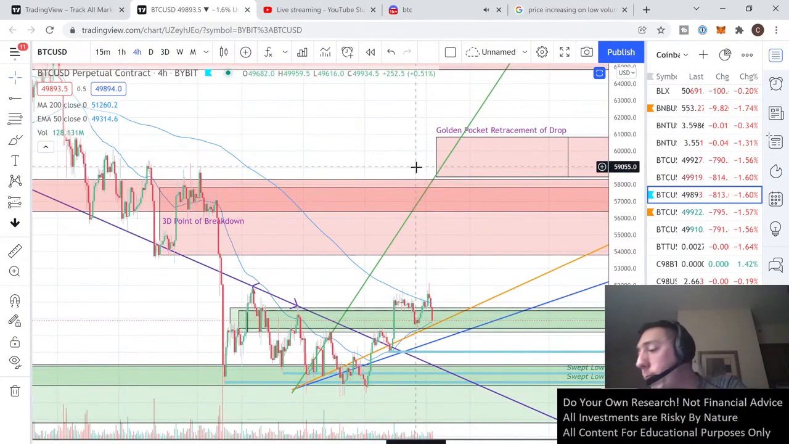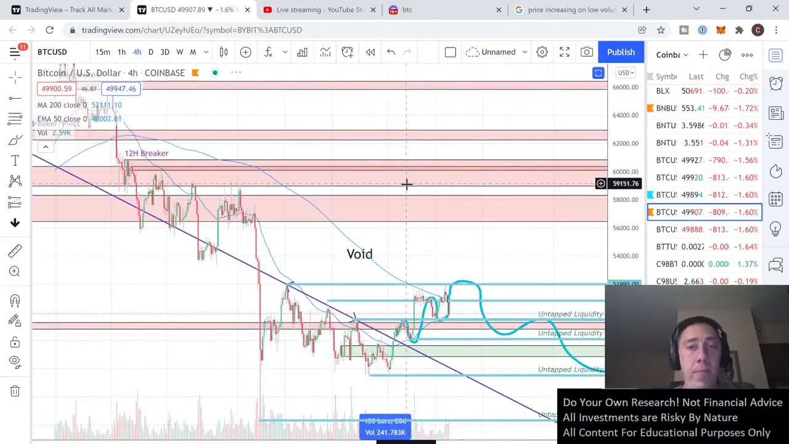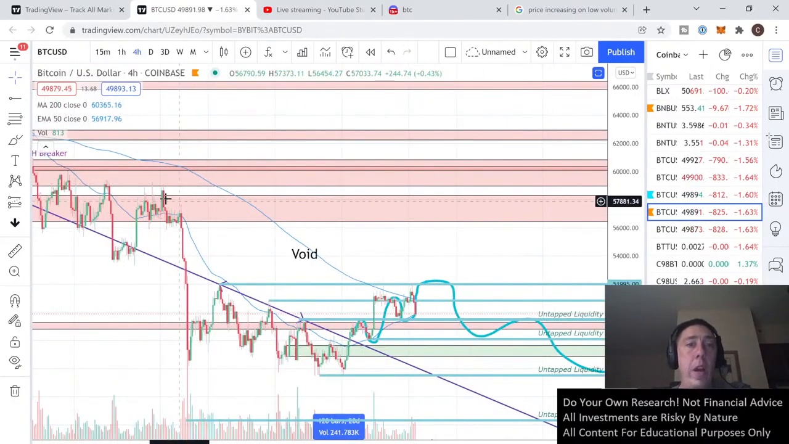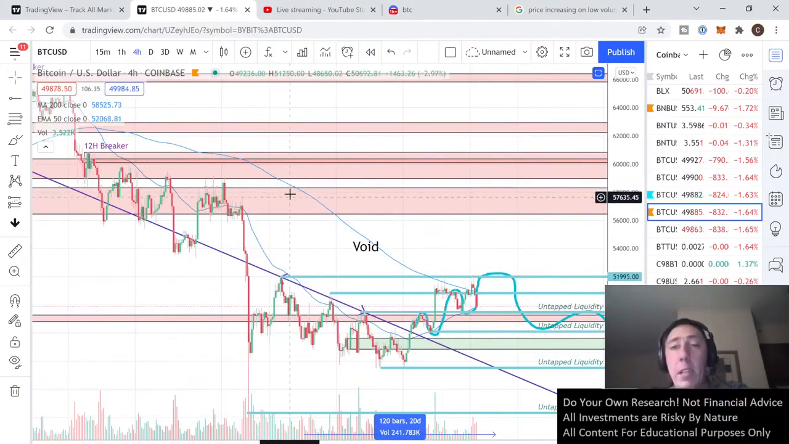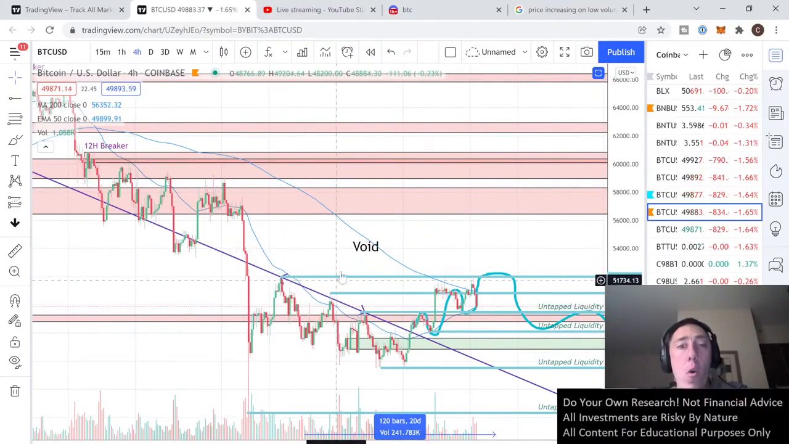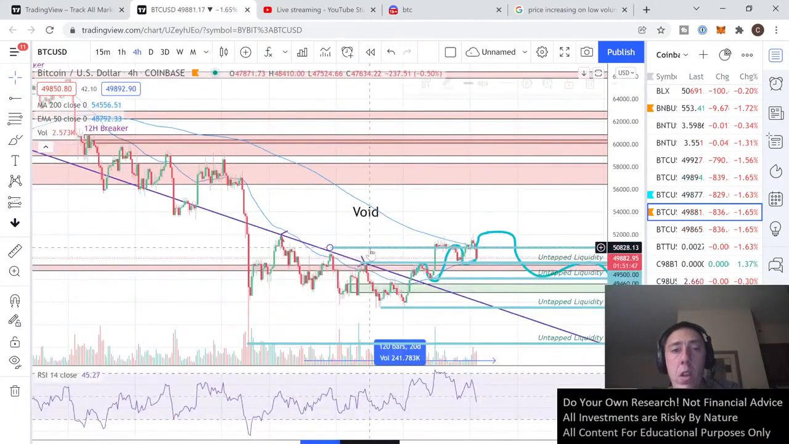Now let's talk about this. Oh no, back up one. As you guys can see, liquidity is way up here, but there's no more liquidity, none. Liquidity has been tapped. There is no more liquidity. This right here, gone. This right here, gone. This right here, gone.